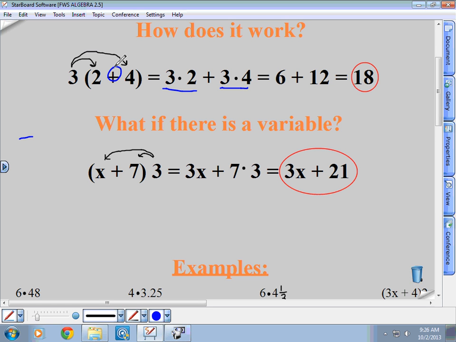Okay? But what if there's a variable? So this is why we're going through this. So here I have a quantity of x plus 7, and I'm going to multiply that by 3. So I have to multiply 3 times x, which is just 3x, because I don't know what x is. And then I'm going to multiply 3 times 7, which is 21. And my answer is 3x plus 21.